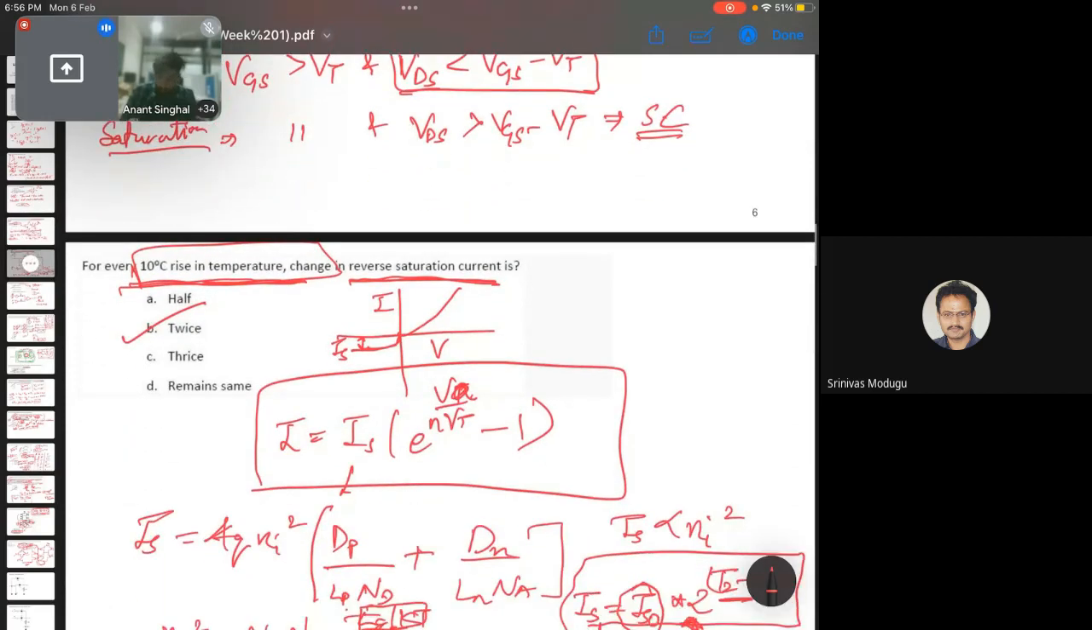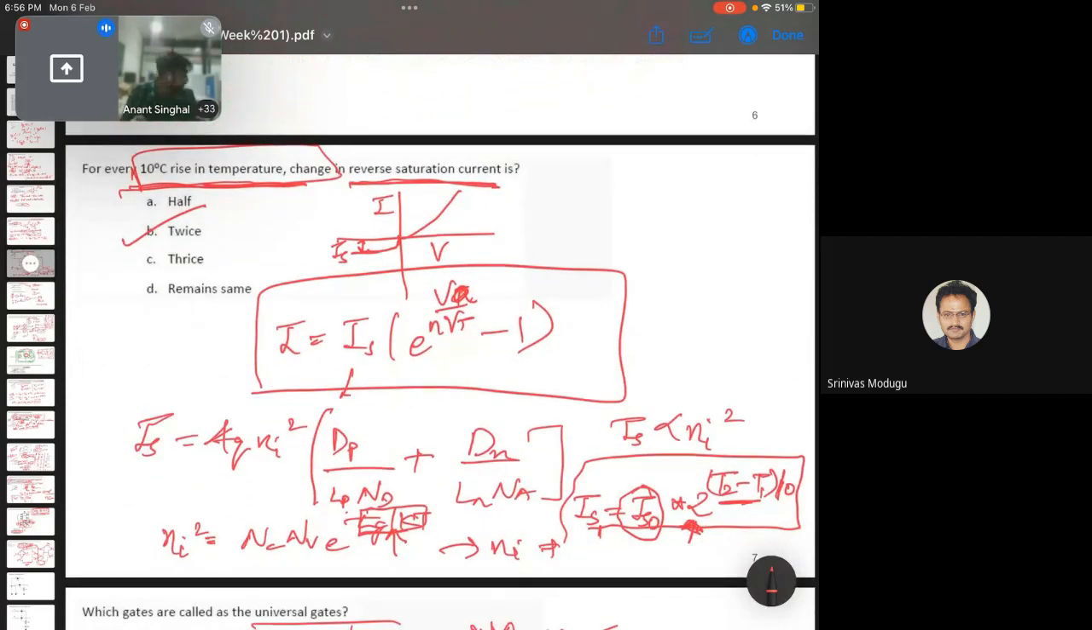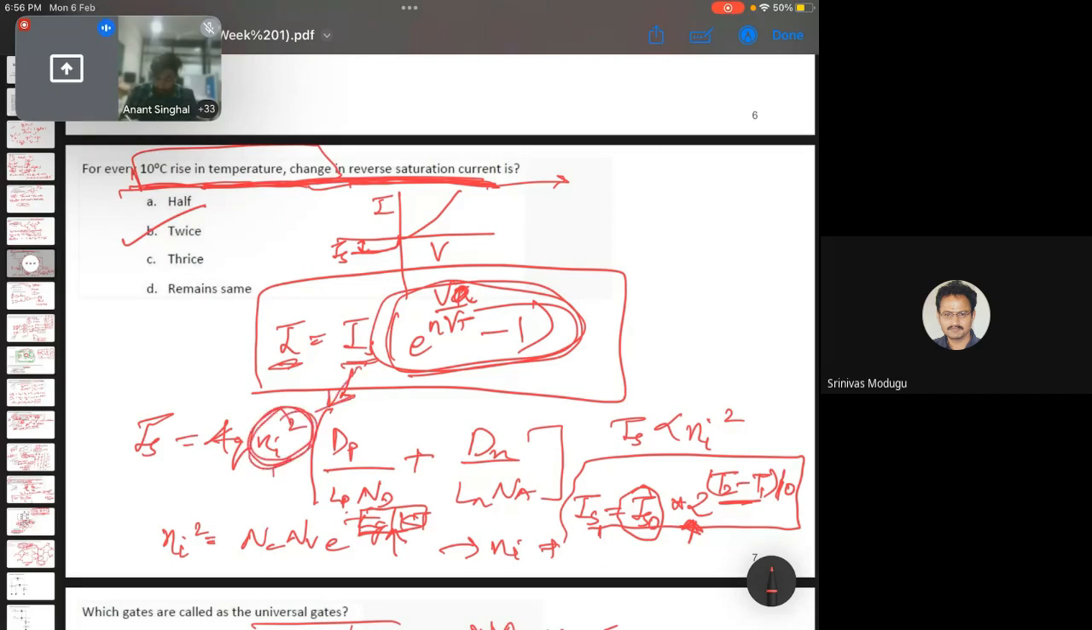And then a basic concept of the temperature. This is also quite important. For a 10-degree rise in the temperature, the reverse saturation current becomes twice the previous value. This current is nothing but the reverse saturation current into this exponential equation. The reverse saturation current depends upon the intrinsic carrier concentration Ni, even the square of it. We know the relation of Ni square, which is related to the exponential term of Eg upon kT, where T is the temperature.